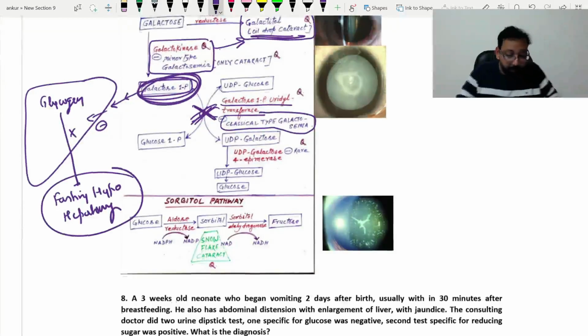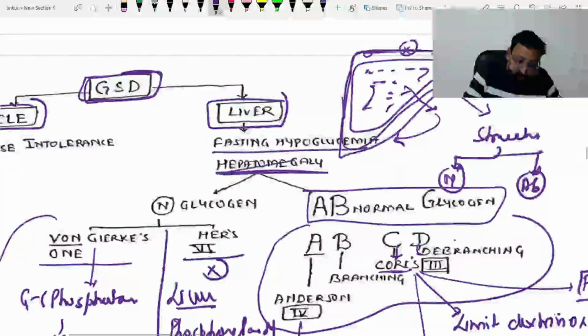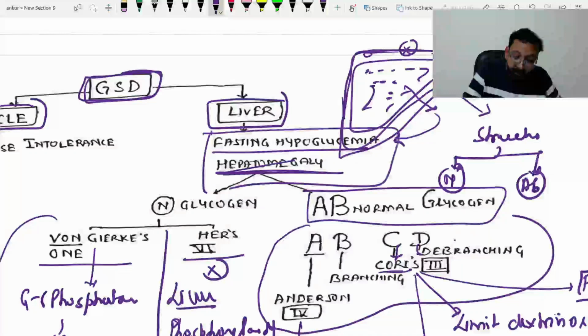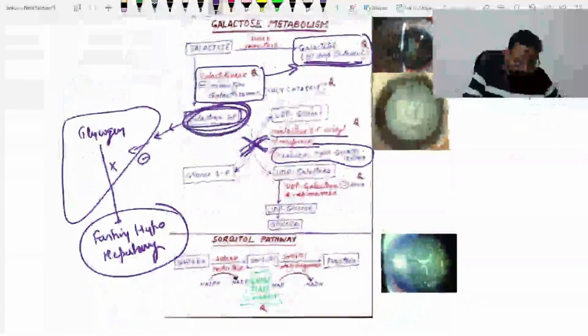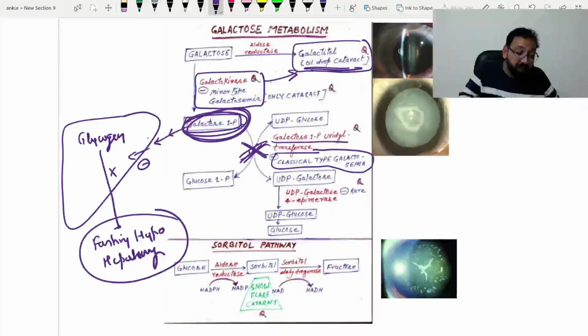So fasting hypoglycemia, hepatomegaly, we have learned. If you take a liver biopsy, you will find the accumulation of glycogen. This phenomenon can be present in galactosemia also. But what would be the difference?